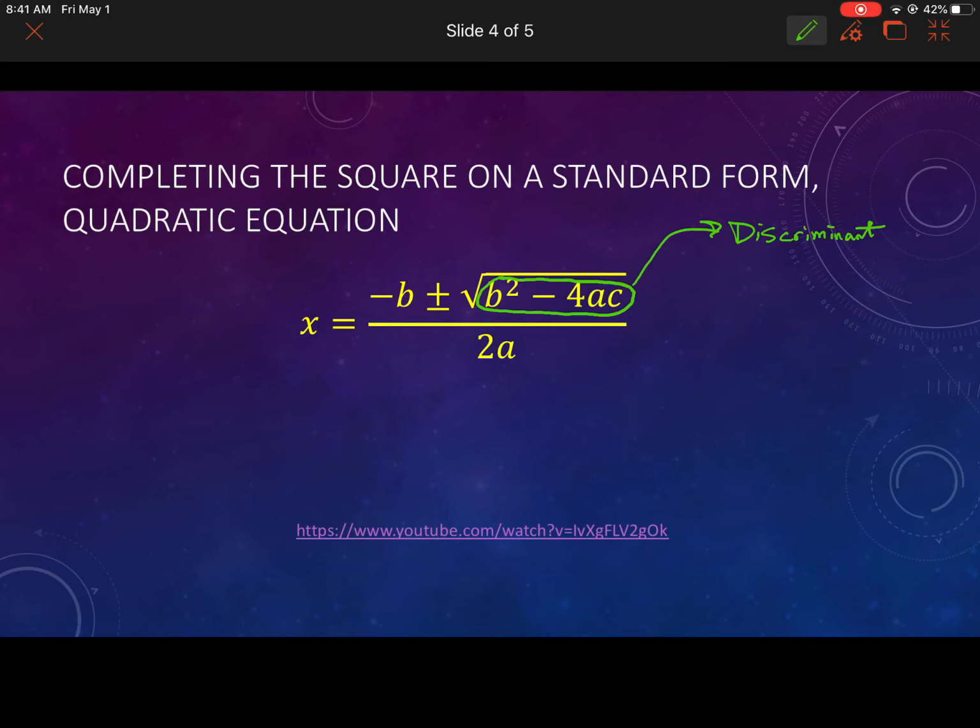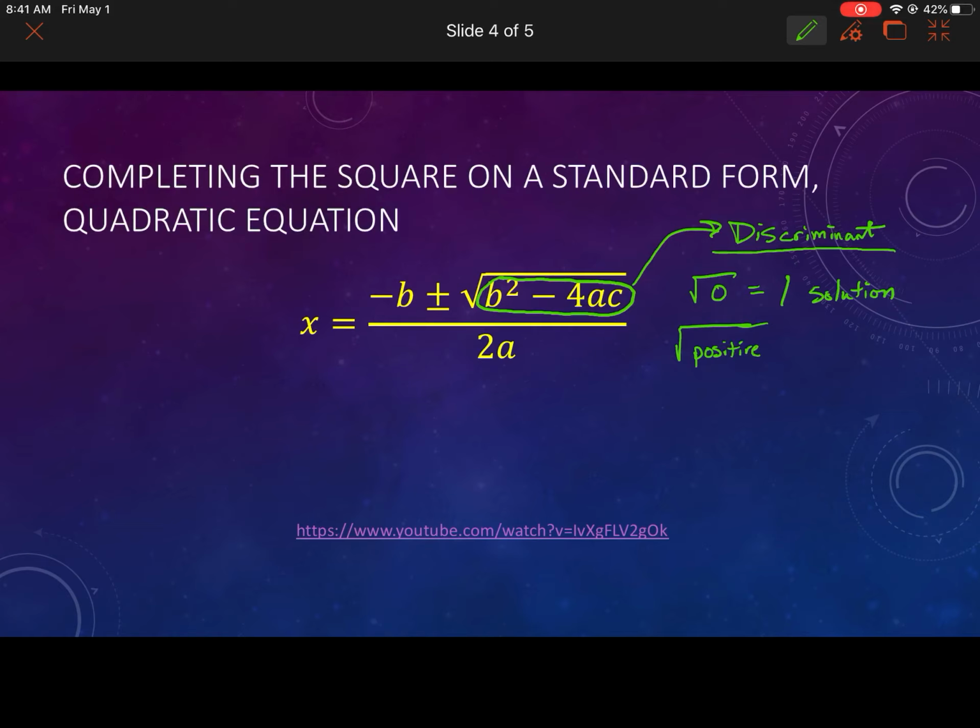Okay, and this discriminant actually tells us some valuable information about the equation. It tells us how many solutions we're going to have. So after you simplify this b squared minus 4ac, if you end up with 0, well obviously the square root of 0 is 0, so we're going to only have one solution when that happens.